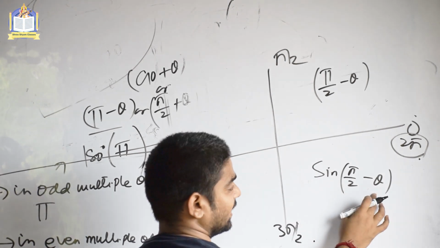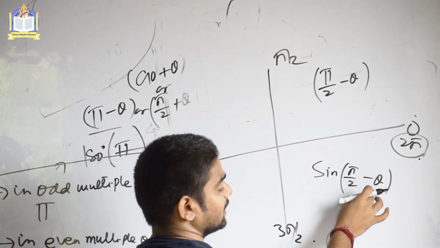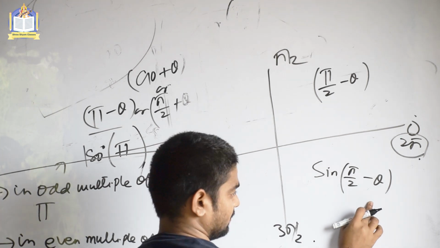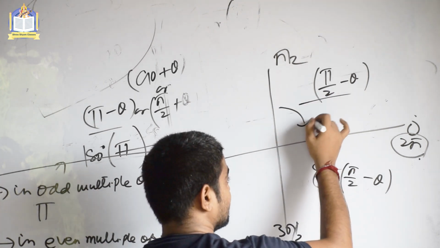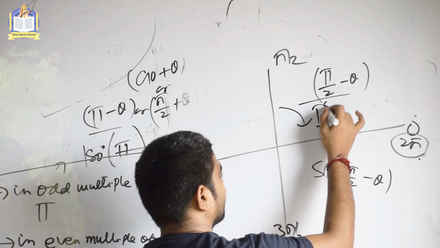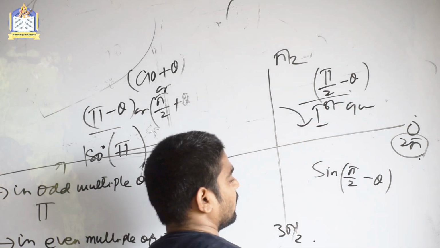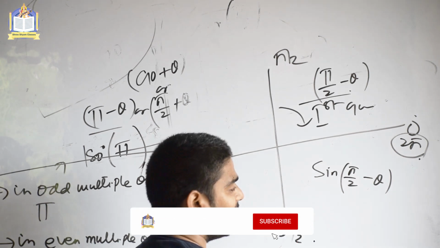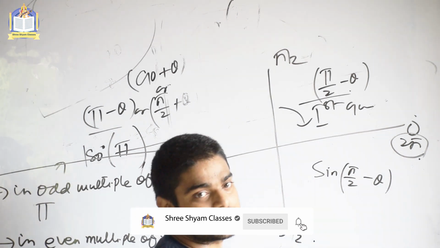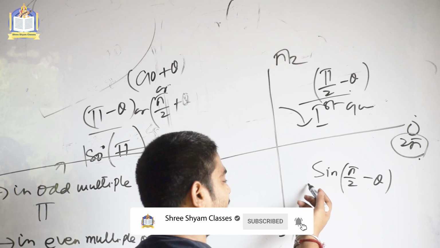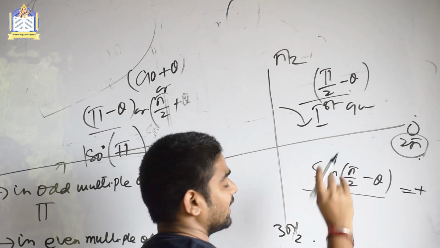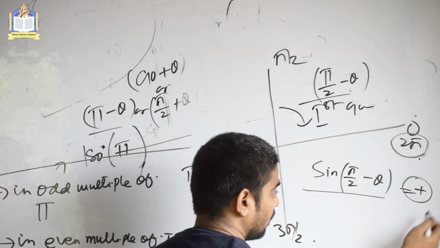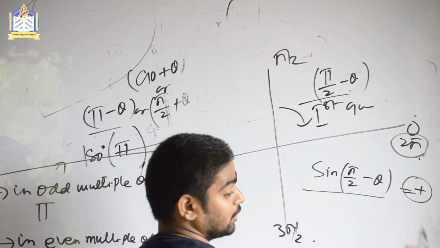This angle is less than 90. This is 90 and this is minus theta, which means this angle is less than 90 degree. This means this angle lies in the first quadrant, and in the first quadrant every trigonometric function is positive. So the value of this will definitely be positive. Now what is its value?